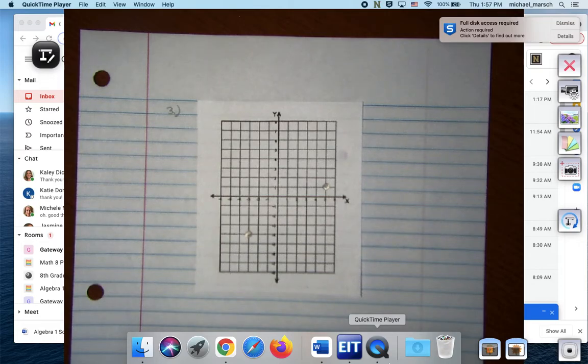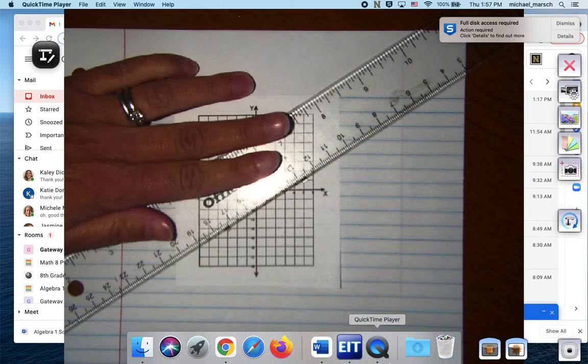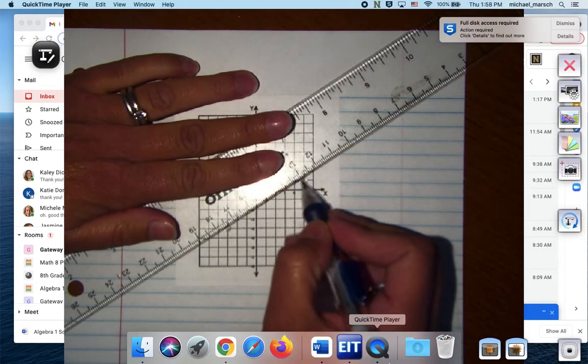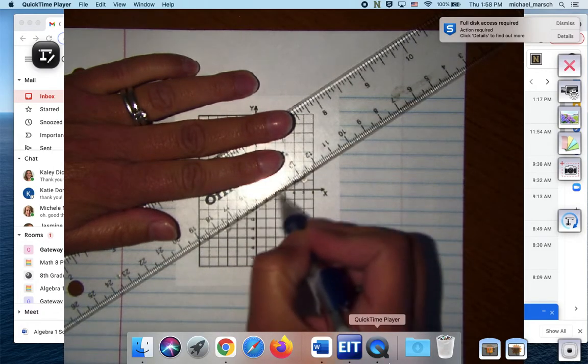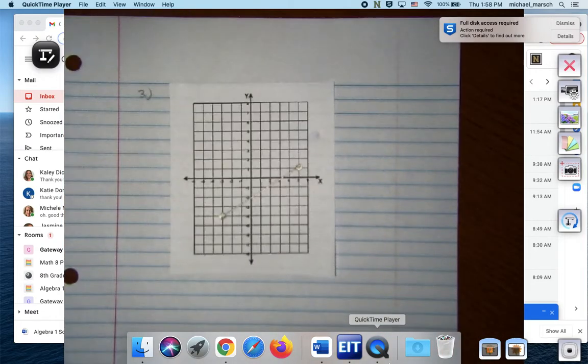Okay. So everybody has their ruler. You're going to use that ruler to connect these two points, so it's a nice straight line. Then when you're done with the ruler, you just put it down. You don't need to play with it.